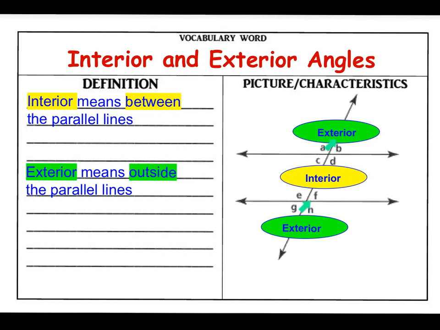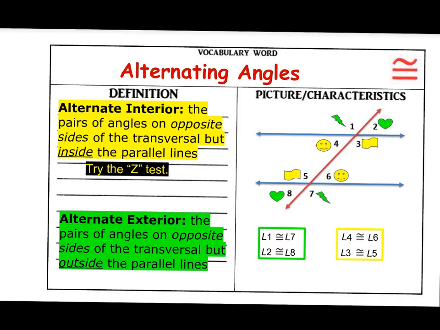Exterior means outside the parallel lines. Those angles would be angle A, B, G, and H. Please pause the video and take down the notes. For our next vocab word, we're going to be looking at alternating angles. These angles are congruent. We are going to be using the diagram and the pictures on the diagram to help identify these types of angles.